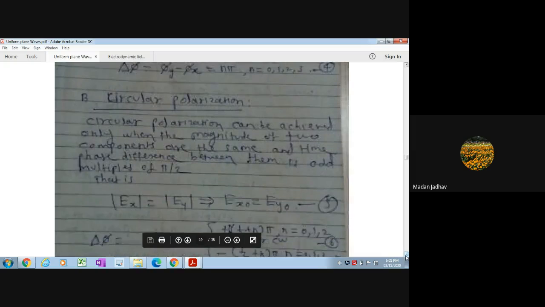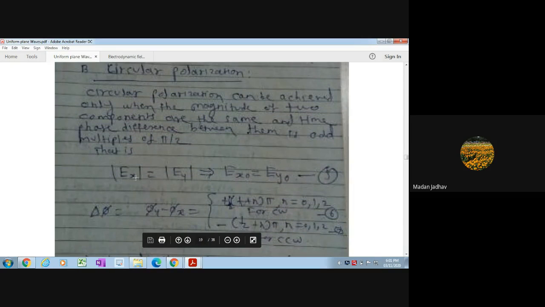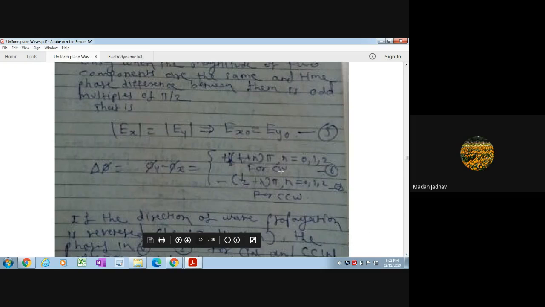Then for circular polarization, the condition is that the magnitude of both the components along the x-axis and y-axis should be the same. This is one condition. And the phase difference between these two components must be, for clockwise, 1 by 2 plus n pi, where n is equal to 0, 1, 2, and for anti-clockwise, 1 by 2 plus n, bracket closed, into pi. Here if you substitute n equal to 0, you will get pi by 2. When n is equal to 1, you will get 3 by 2, then 7 by 2, like this. For this you will get the clockwise polarization, that is, the direction will be changed. This is the condition for circular polarization.